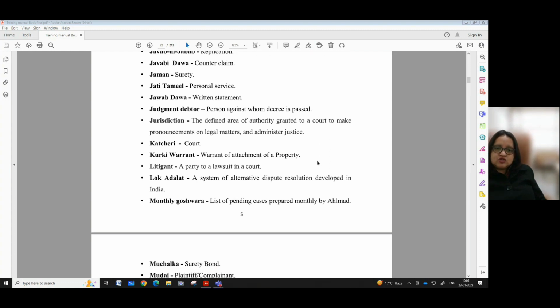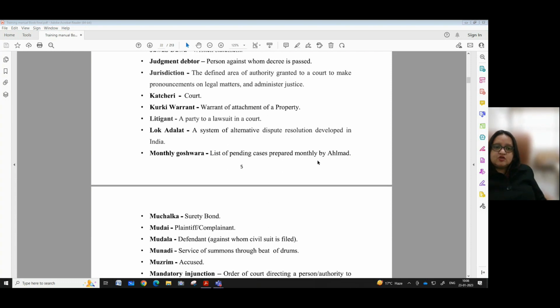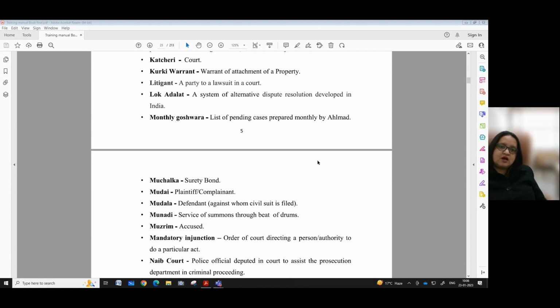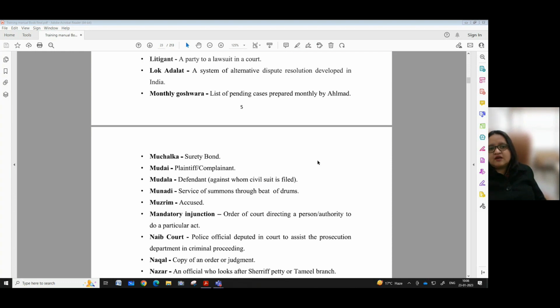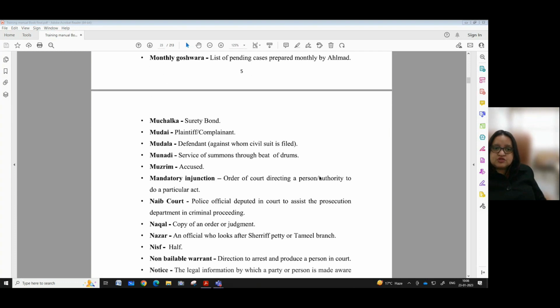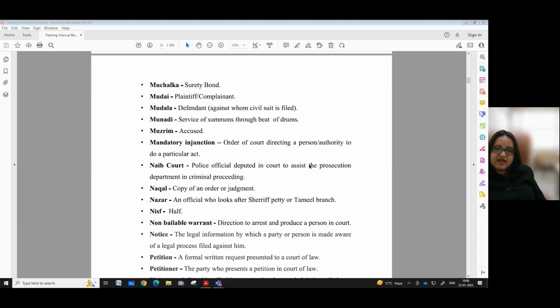Litigant, a party to a lawsuit in a court. Lokadalat, a system of alternative dispute resolution developed in India. Monthly Goshwara, list of pending cases prepared monthly. Muchalka, surety bond. Muddai, plaintiff or complainant. Mudala, defendant against whom civil suit is filed. Munadi, service of summons through beat of drums. Mujrim, accused. Mandatory injunction, order of court directing a person or authority to do a particular act.